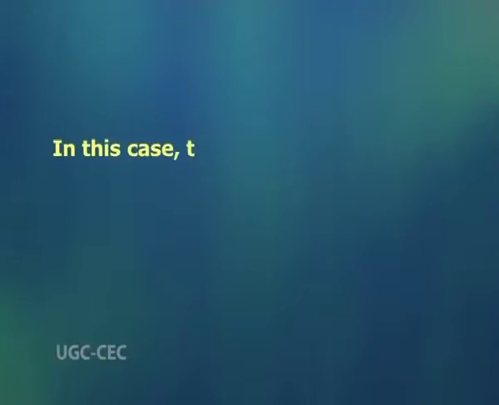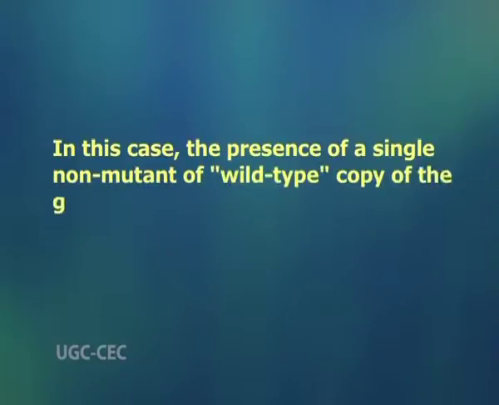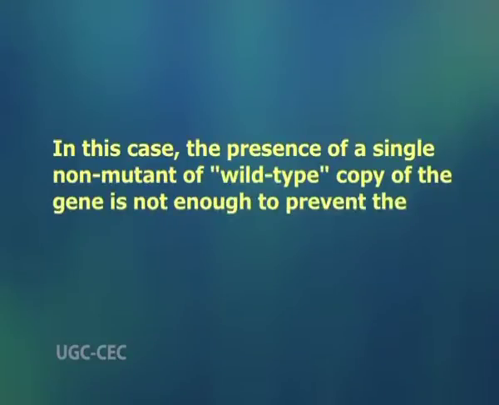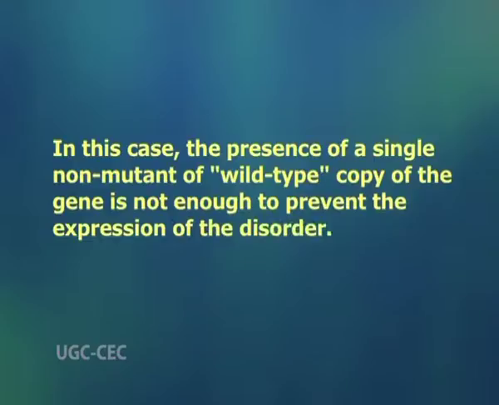Autosomal dominant single gene disorders occur in individuals who have a single mutant copy of the disease associated gene. The gene locus will be one of the autosomes. In this case, the presence of a single non-mutant or wild type copy of the gene is not enough to prevent the expression of this disorder.